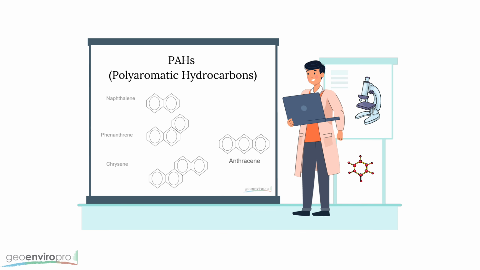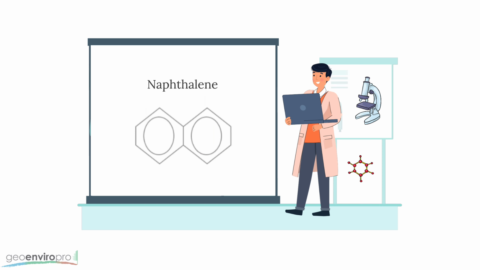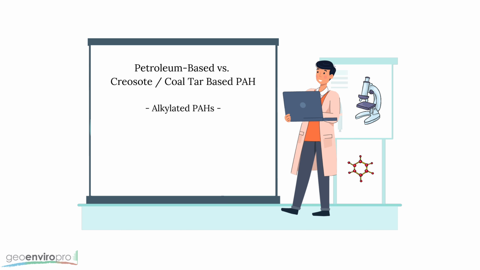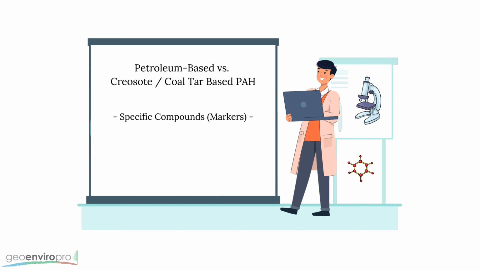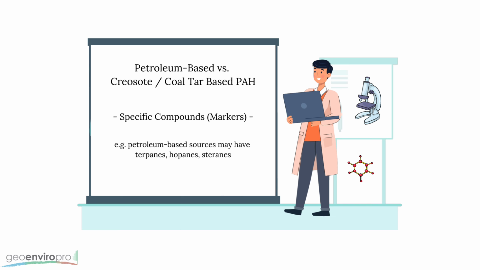PAHs are another group of complex compounds made of benzene rings. The simplest is naphthalene with 2 rings. Alkylated PAHs, which have added methyl or ethyl groups, usually indicate a petroleum source, distinguishing them from coal tar-related compounds that were formed under high heat conditions. Certain marker compounds like terpenes and hopenes specifically indicate petroleum sources.